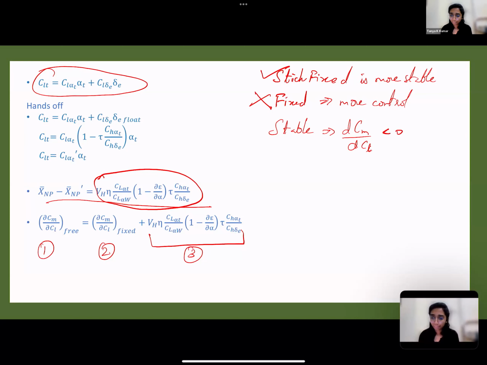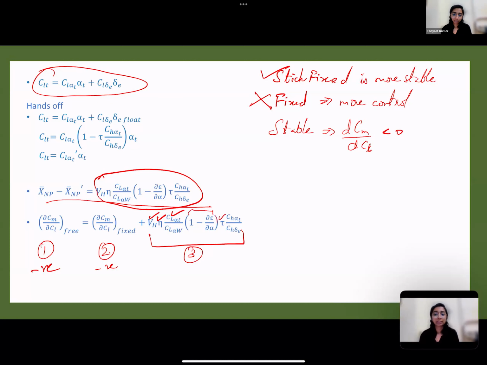Keeping that in mind, you tell me in this last equation, is the first term positive or negative? Negative. Second term? Negative. Now look at the third term. VH is positive. Efficiency is positive. CL alpha tail, CL alpha wing, both positive. 1 minus dou epsilon by dou alpha positive. This entire thing is positive.